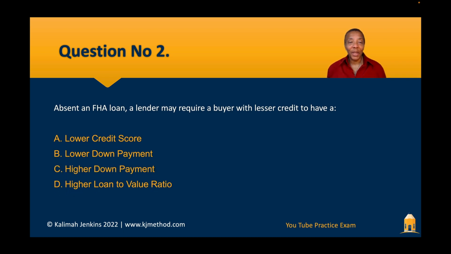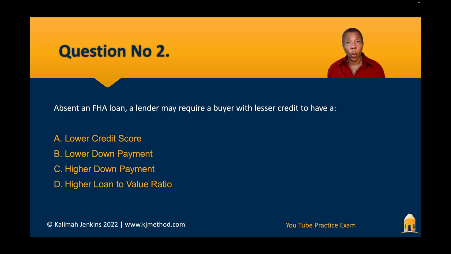Okay, the answer here would be a higher down payment. Now let's think about this for a second. It says absent FHA. That means that the bank is not going to be regulated by the normal FHA provisions. And so they're saying, whoa, this person has shaky credit. What can we do? Lower credit score? No. Lower down payment? No. The bank wants to be in a better position, not in a worse position.